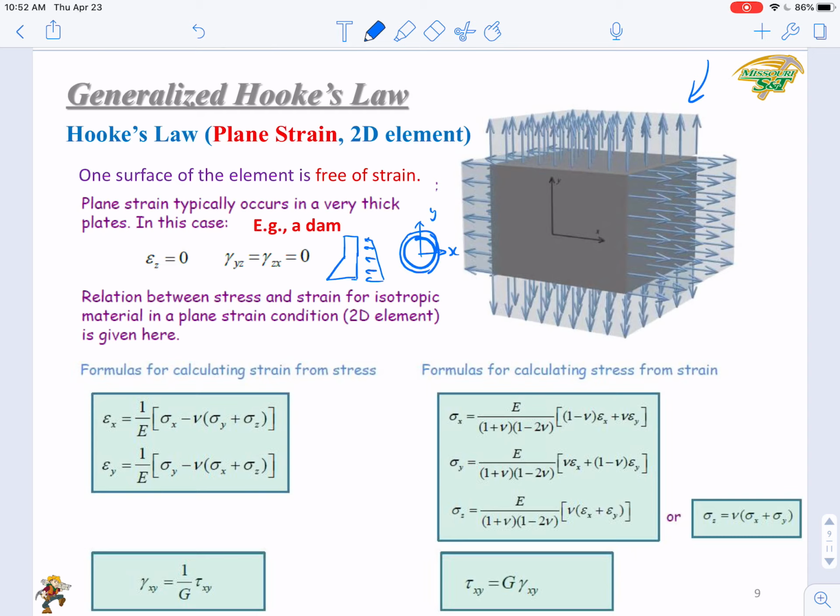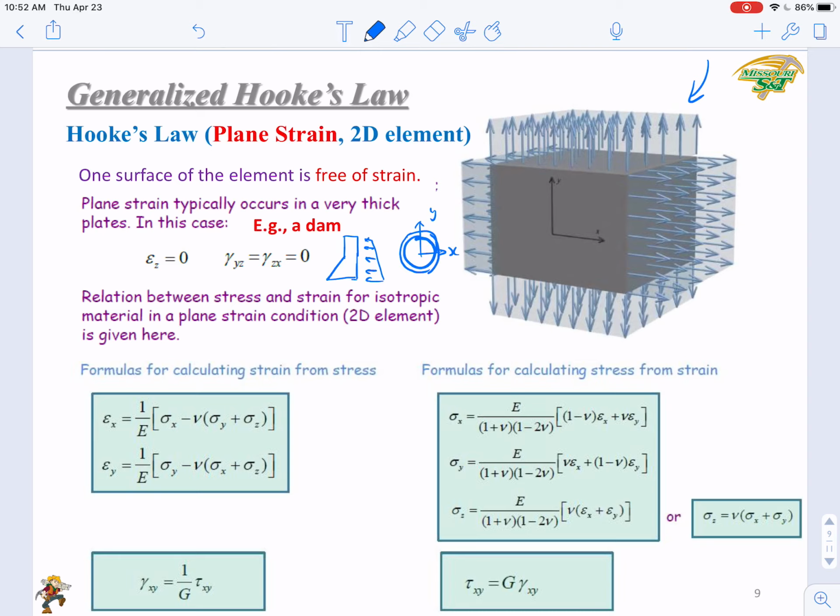Okay. So how about along the z direction? Along the z direction, it can be very long. It can be very deep. Right, the thickness of it is super large. So in this case, you can also ignore the deformations or the strains along the z direction. So we can also simplify it into a plane strain situation.